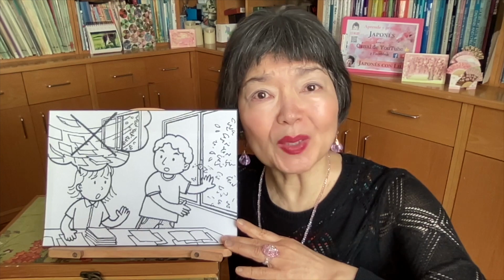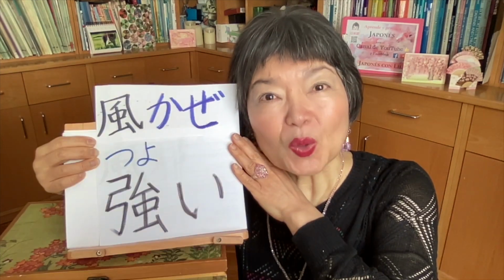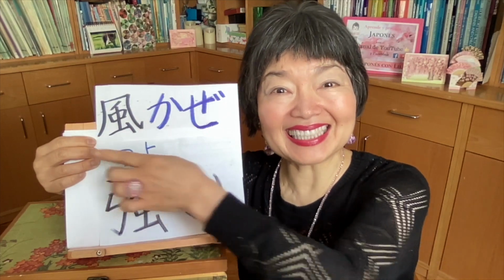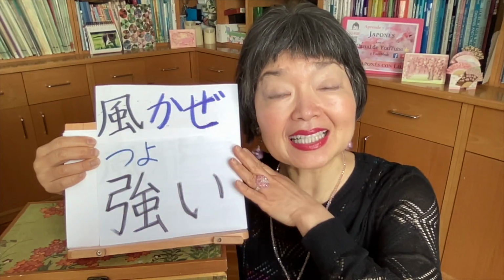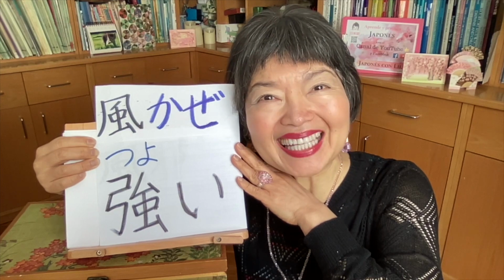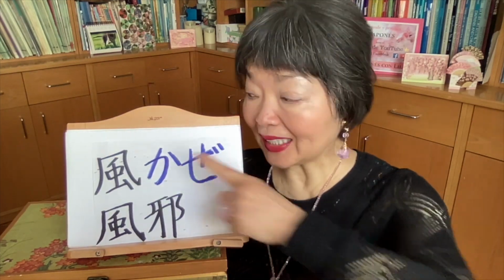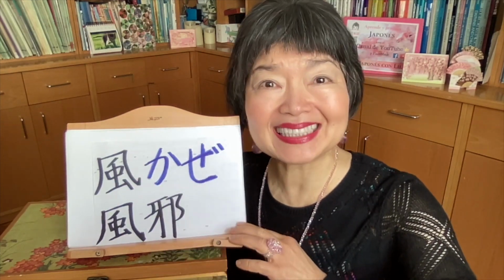Oh, the wind is strong. Please don't open the window. The vocabulary wind is 風, with this kanji, and 風が強いです means the wind is strong. When we say かぜ, we can write it in two different ways in kanji.